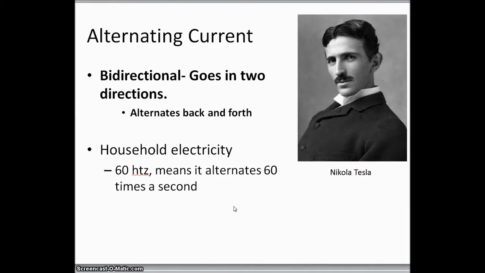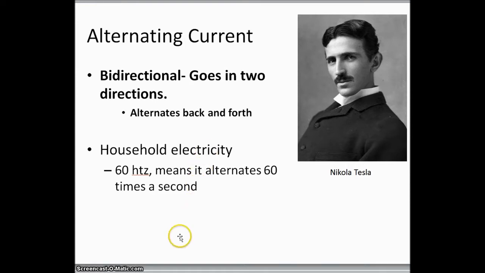So, alternating current's a little bit different. As its name states, it alternates back and forth. It's bidirectional, two directions. Goes back and forth, alternates back and forth, left, right, left, right. This is what we use in our houses today. And we use what's called 60 hertz, which means that it alternates, it flips 60 times per second. Not per minute, per second. So the electricity switches 60 times per second.